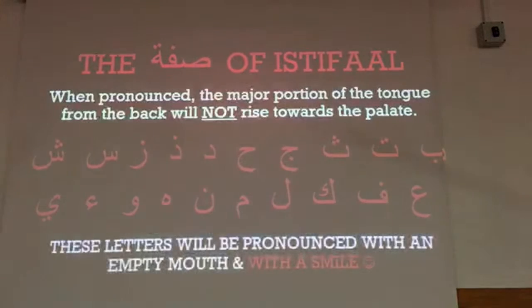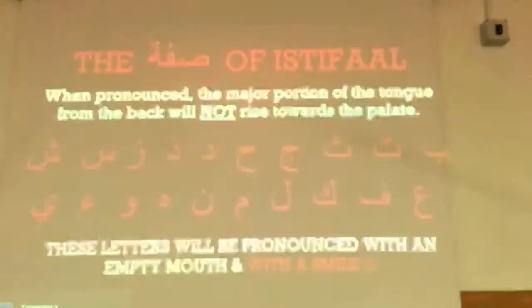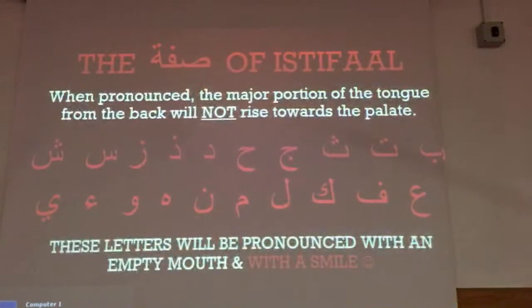When these letters are pronounced, they're pronounced with an empty mouth. Remember, isti'la was full mouth. When you say, for example, kha, it sounds full, it sounds strong. But istifal is empty mouth. Ba, nice and easy, with a smile. Ba, not the heavy ba. Really open your mouth. Ba. So this is the sifat of istifal.